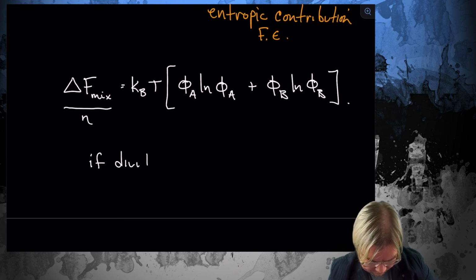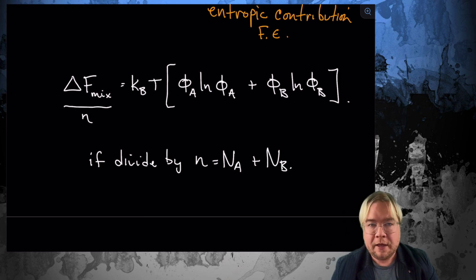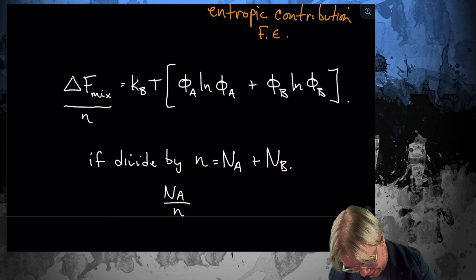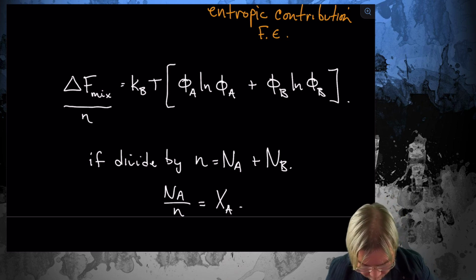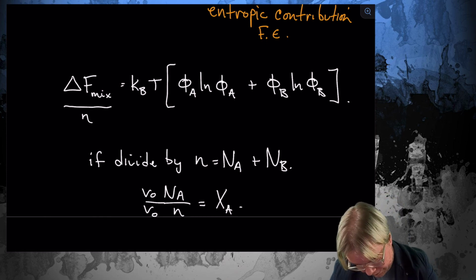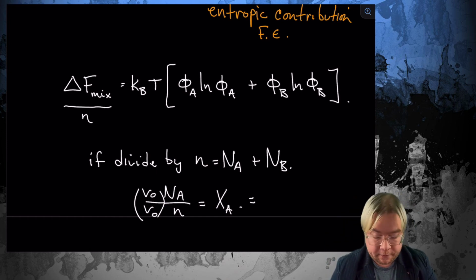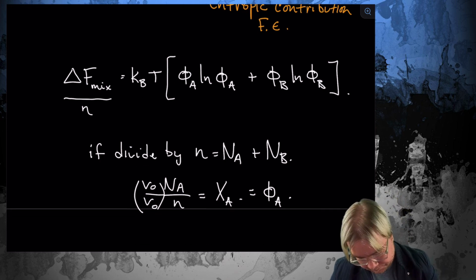If I divide by n, which is the number of A particles plus the number of B particles, then I'm going to get something like a mole fraction. So Na divided by n is actually the mole fraction of A. But I could multiply the numerator and denominator by the volume of a single particle. And so if I do that, this is just 1, but it will be the same. It will give me the volume fraction of A. So that's why I get the phi A coming out front.